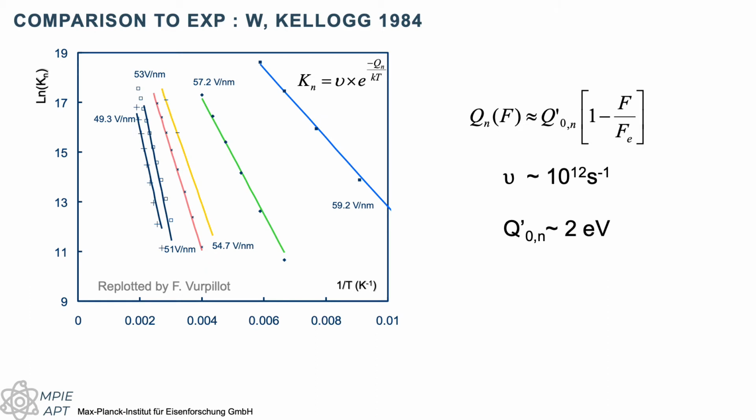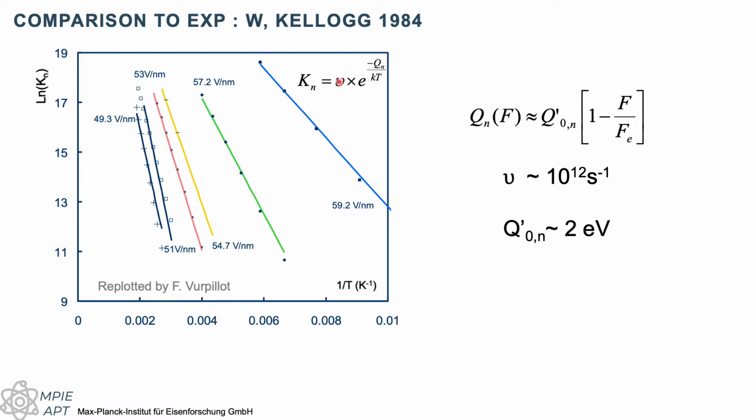And this thermal agitation leading to field evaporation was confirmed by looking at Arrhenius type plots. For example, this work by Kellogg back in the early 80s, trying to estimate as a function of the temperature what was the field that you would need to remove atoms at a given rate of removal of the atoms from the surface. This is the rate there.